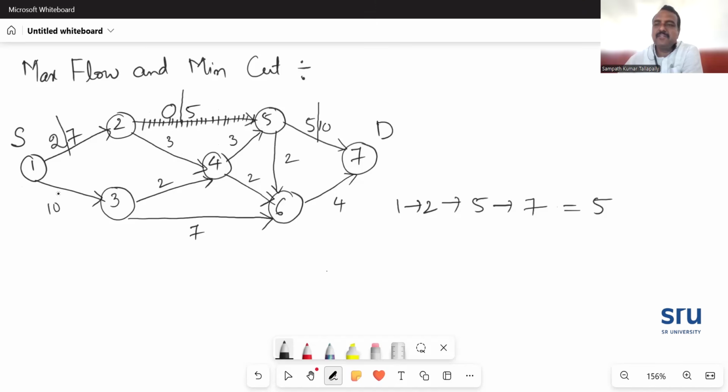Now I can even send the fluid in this direction also. So if I send the fluid in this direction, what I need to do is take the minimum of this path. So your path is 1, 3, 6, as well as 7. So what is the minimum value I have in this path? The minimum value I have in this path is equal to 4. So 4 minus 4 is 0. 7 minus 4 is equal to 3, and 10 minus 4 is equal to 6.